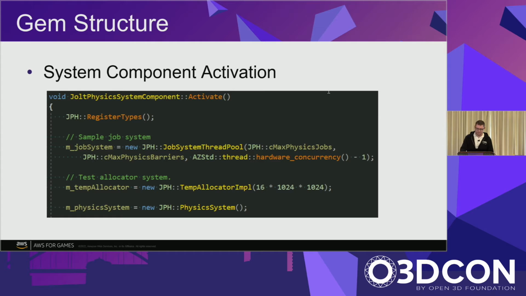Right, so the system component is effectively like a singleton for your gem. All the global initialization which you need to do once, you do in the system component activation. It's important to understand that this is run when the gem is loading, when the system entity is activating. For example, if you implement multiple game levels and you go from one game level to another, this will only be called once at the beginning. So this is really for initializing global constants specific to a gem.